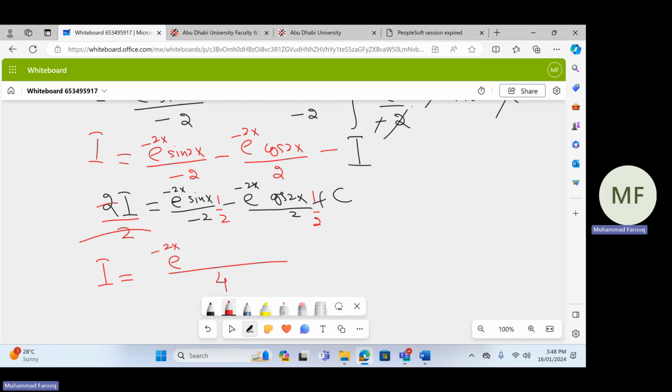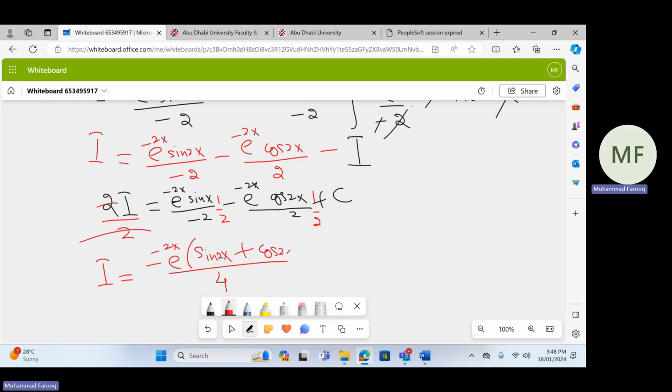You can make 4 the common denominator and take e power minus 2x as a common factor. Take this as a common factor, what do you get? Sine 2x plus, this minus that will become plus, and cosine 2x, plus c. In the last one, sine 2x, yes, you're right.